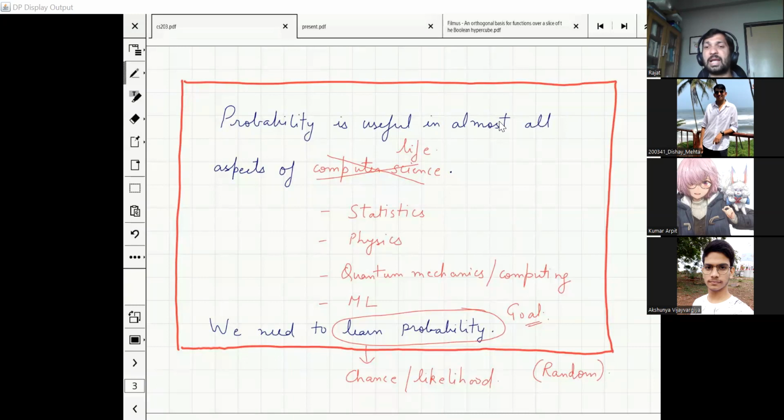So in life you will have many instances. Okay, there is always a chance that there is a tornado coming to Kanpur tomorrow.